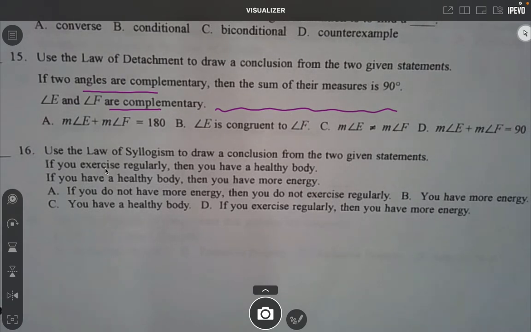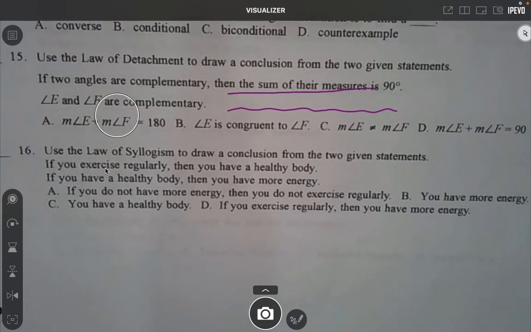Okay, that is D. If the front piece, if the hypothesis matches, then you can say that about it, okay? So this matches because it's talking about 2 angles are complementary. These 2 angles are complementary. It matches. So then I'm going to say those 2 angles add to 90. Okay, you just write the conclusion from right there.